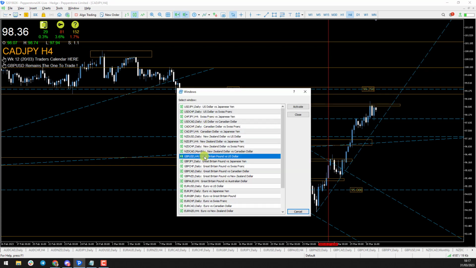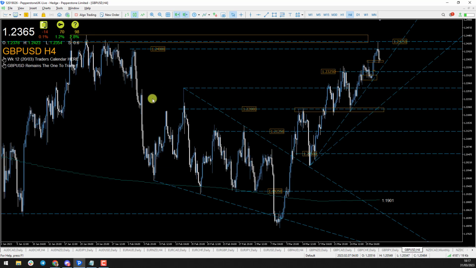Let's go over another pair of interest this week. One was cable. Cable actually played out pretty much as we expected. We've been looking for price to come up to the 1.24.25 handle, and it played out exactly as we wanted it to.